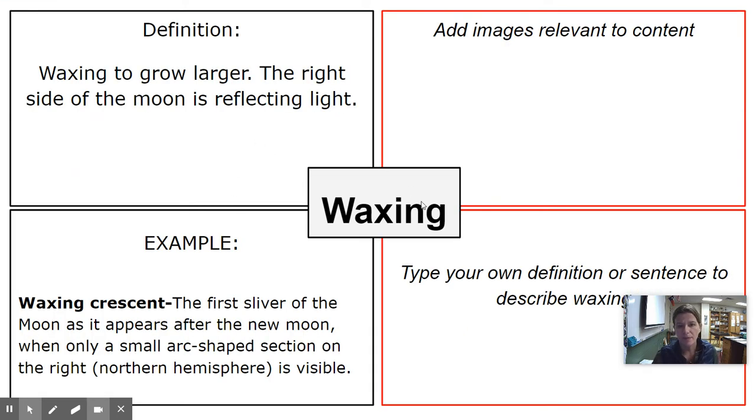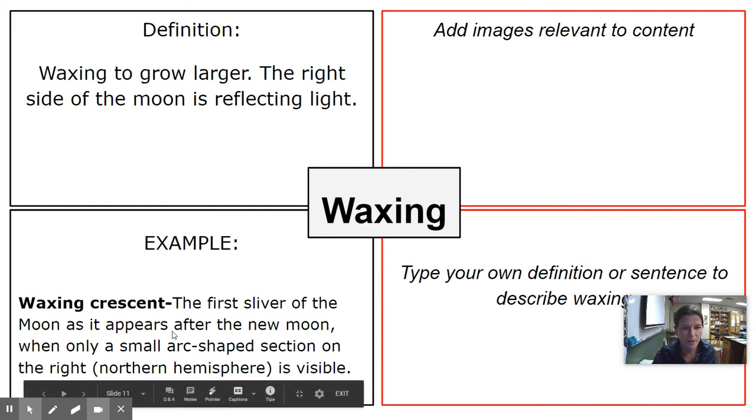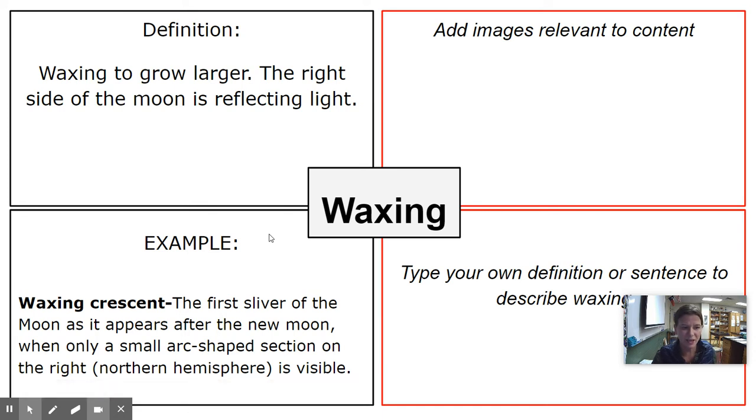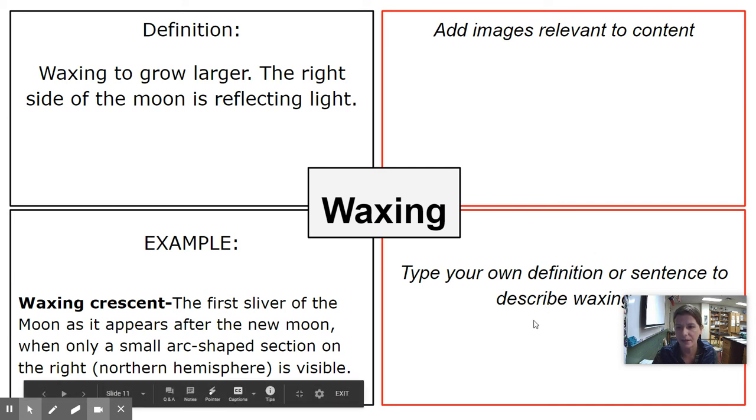So let's talk about some of these terms. Waxing. The definition of waxing means to grow larger. The right side of the moon is reflecting light. An example would be a waxing crescent, the first sliver of the moon as it appears after the new moon, when only a small arc-shaped section on the right in the northern hemisphere is visible. So Google an image relevant to waxing and paste it here. And then I'd like that you type your own definition or sentence describing waxing here in this box.